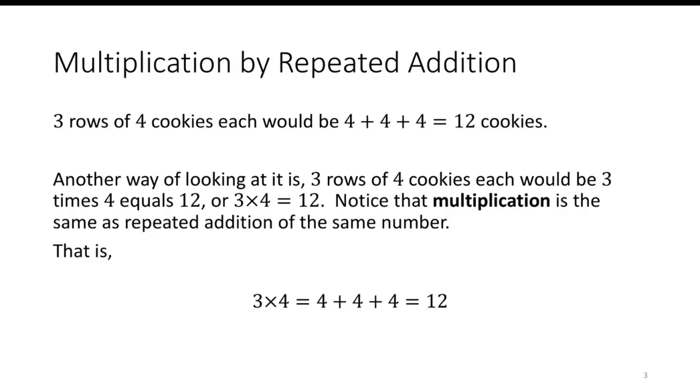Notice that multiplication is the same as repeated addition of the same number. That is, when I say 3 times 4, you can think of it as 3 4s. 4 plus 4 plus 4 equals 12. You can also think about it as 4 3s, as in 3 plus 3 plus 3 plus 3. But either way.